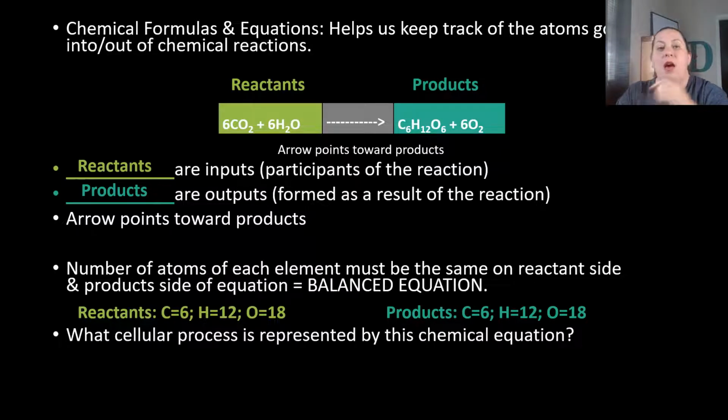Now, what cellular process is represented up here? I'm taking carbon dioxide and water, and something's being made into sugar and oxygen. Guys, this is something else we're going to see in a different lecture, and this is known as photosynthesis. Plants are able to do this. They take carbon dioxide and water with sunlight, and they make their own food, and they give off oxygen.